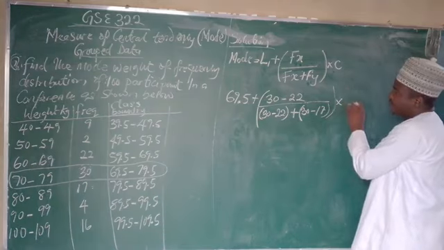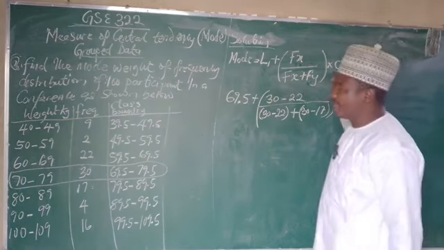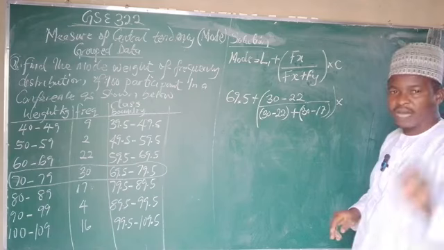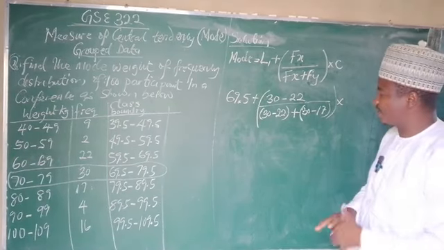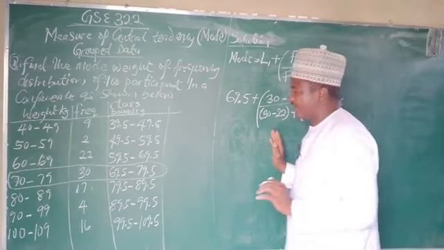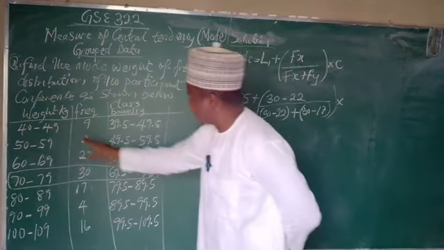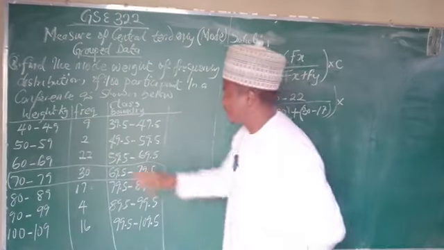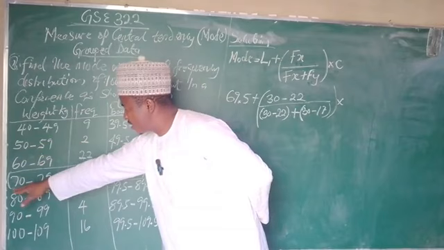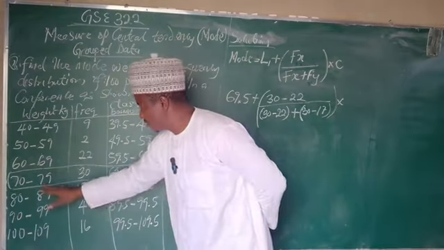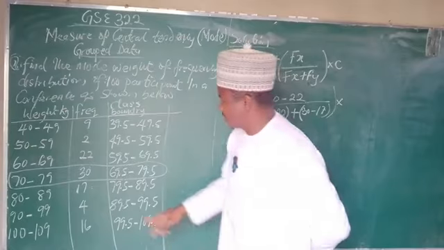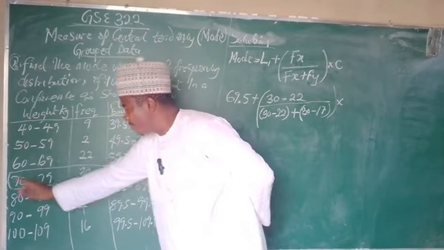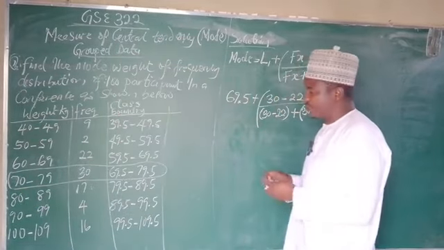C is talking about the class size. How do we determine the class size? We have two methods or two ways of finding the class size. We can choose any of the classes here and say, if we choose this model class, we say that upper limit minus the lower limit plus 1 is going to give us the class size.